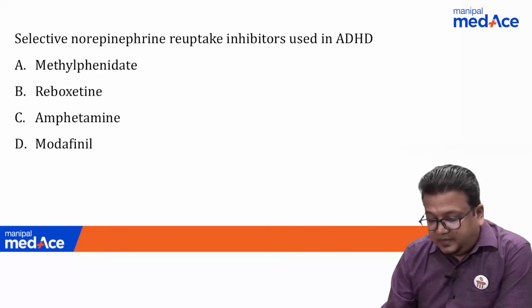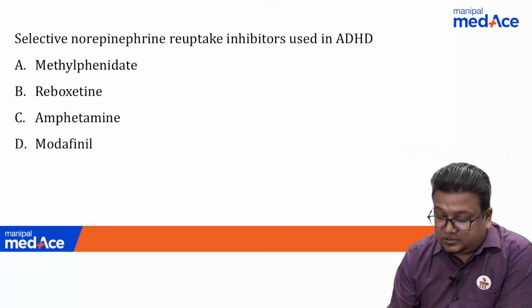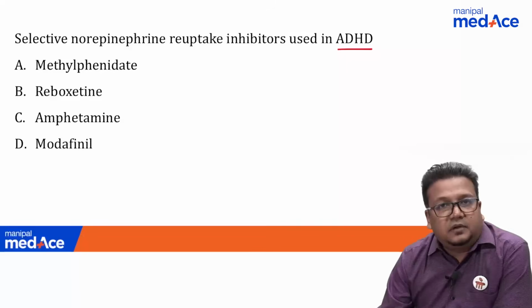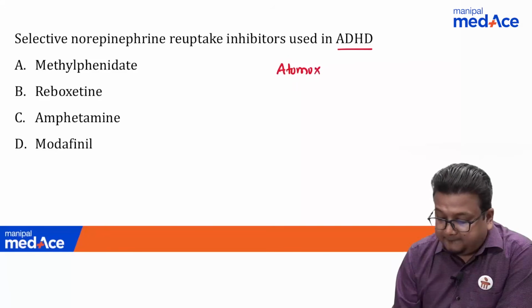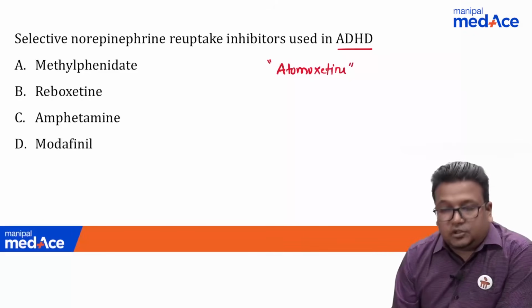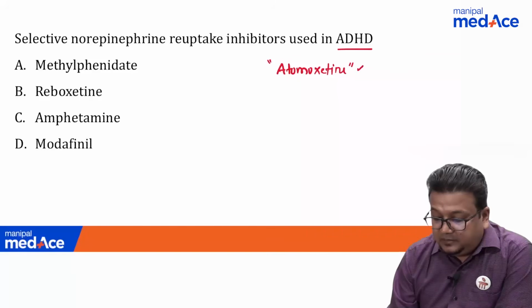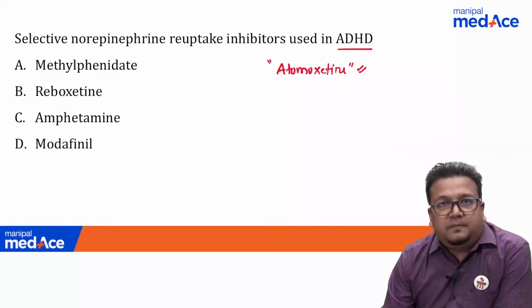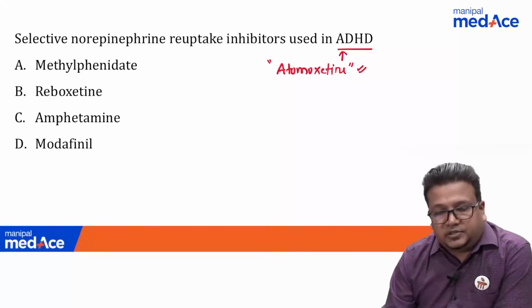Selective norepinephrine reuptake inhibitor used in ADHD. Now again, this question has caused a bit of confusion. Some of the students say that one drug, atomoxetine, was given in the option. So if atomoxetine was given in the option, then that would be the best answer, because this drug is a selective norepinephrine reuptake inhibitor and predominantly used for ADHD.